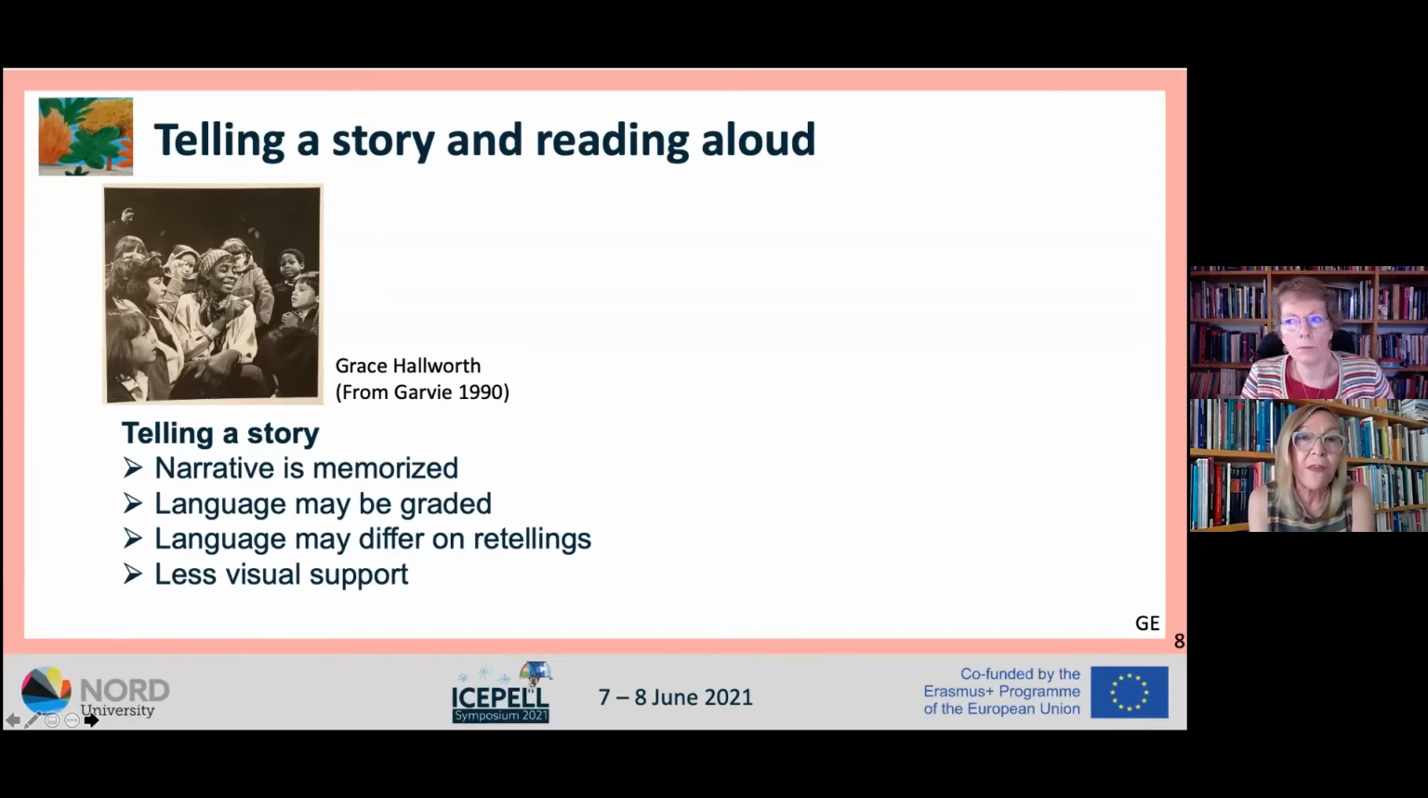The picture shows Grace Hulworth, who is a famous storyteller. She is now in her 90s and she comes from Trinidad, but is based in the UK.